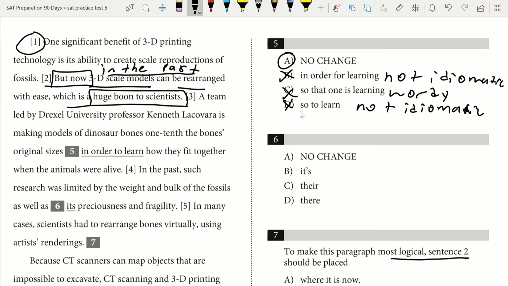That one's pretty much just an idiomatic question. How they fit together when the animals were alive. Okay, in the past. Okay, look at how I talked about in the past up here.